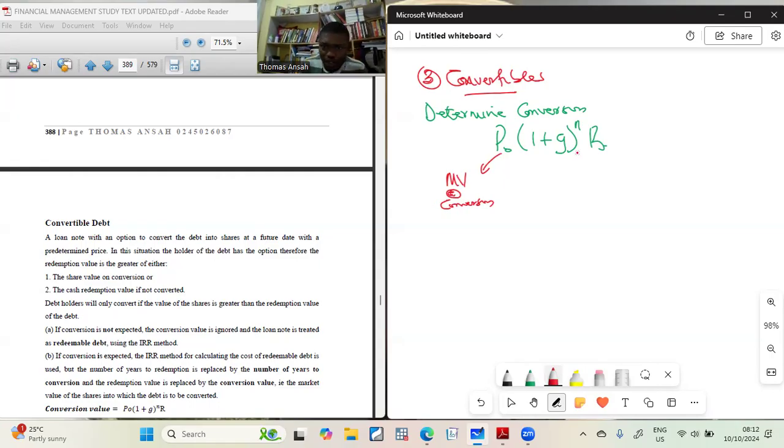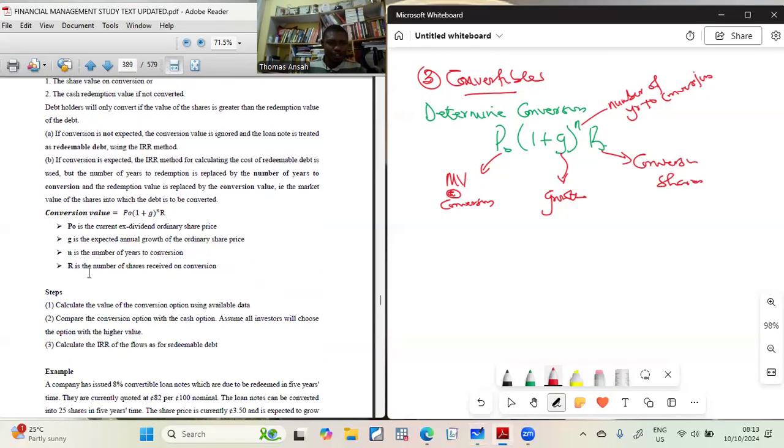All right. 1 is 1. g is growth. What is N? N is the number of time or the number of years to conversion. Then what is R? R is the potential shares they will get. All right. The conversion rate exchange. So that is that. Conversion shares. So that is the first thing you do.